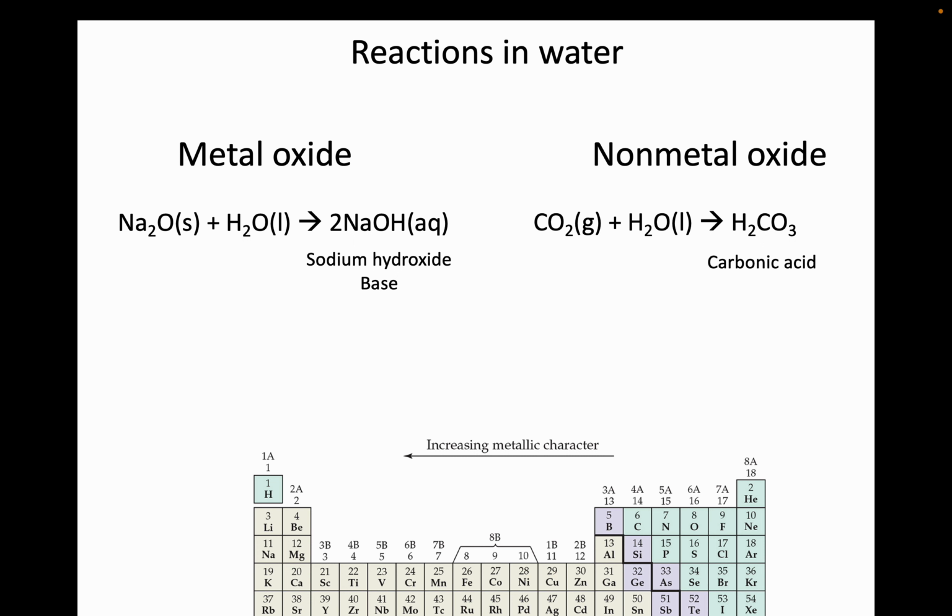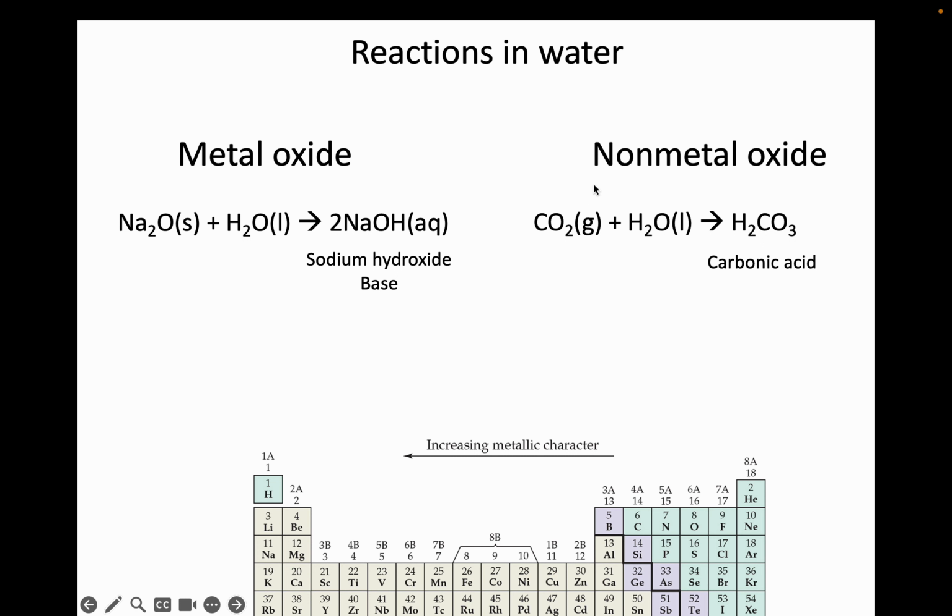Now, there are very contrasting behaviors for reactions in water when we think about metal oxides and non-metal oxides. So in order to remember this, it helps to have two clear examples. A metal oxide would be something like sodium oxide. It reacts with water to produce sodium hydroxide. That's a base we've definitely seen before. Metal oxides react in water and they produce a base.